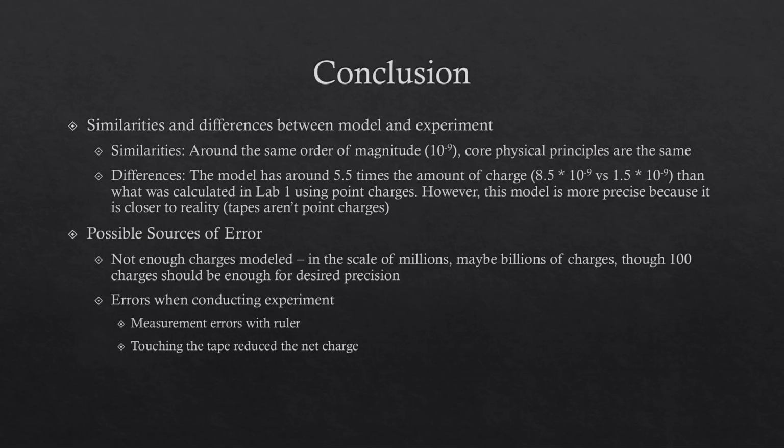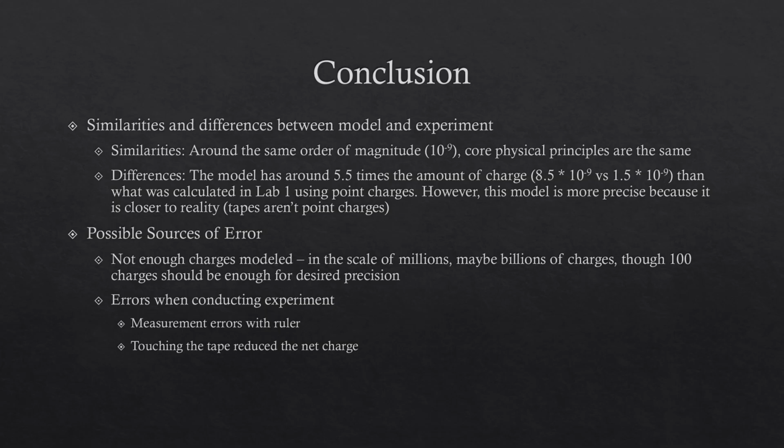In terms of similarities between the point charge model and the line charge model, both of them calculated the net charge to be at the same order of magnitude, at around 10 to the negative 9. Both models also used the same core physical principles. Some differences, however, were that the line charge model has around 5.5 times the amount of charge compared to the point charge model used in Lab 1. The line charge model, however, is more precise because it's closer to reality since tapes aren't point charges.